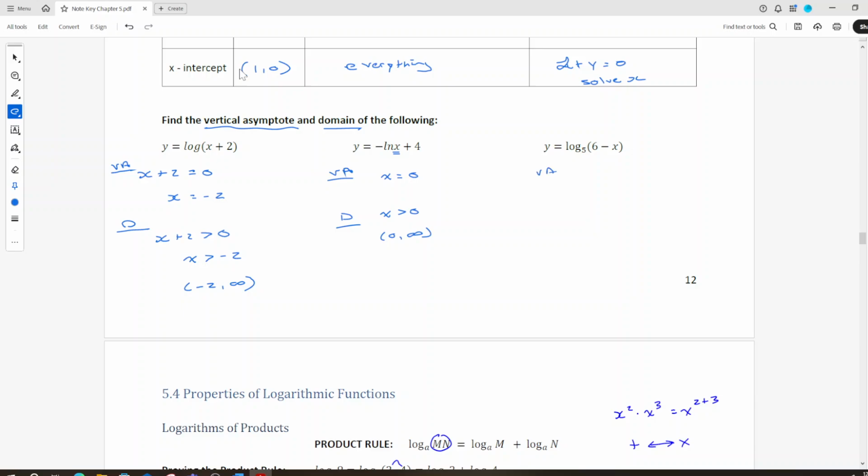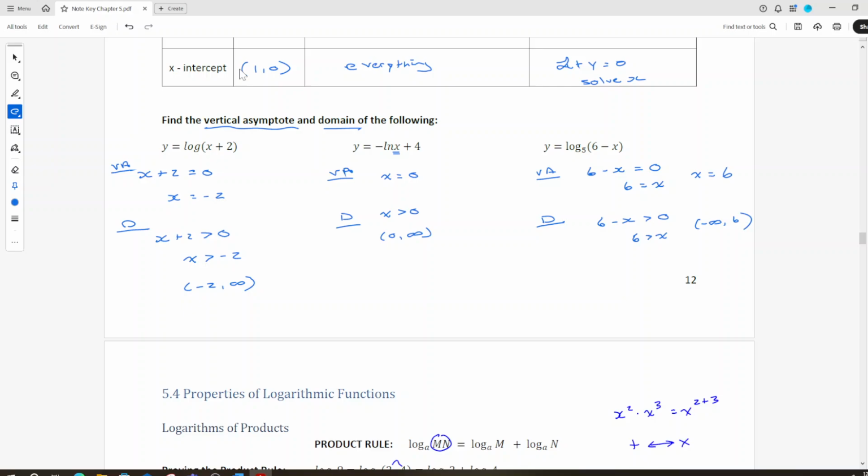Okay, last one here. If I wanted to find the vertical asymptote, 6 minus x cannot equal 0. So to find the vertical asymptote, you let it equal 0, and you'd say that x is equal to 6, right? So the vertical asymptote would be x is equal to 6. And then if I was setting my domain, I'm going to say that 6 minus x has to be greater than 0. So x has to be less than 6, or negative infinity to 6.